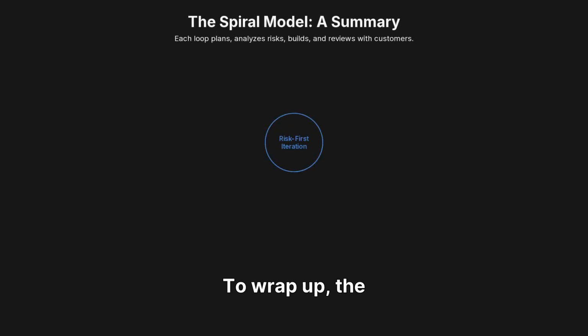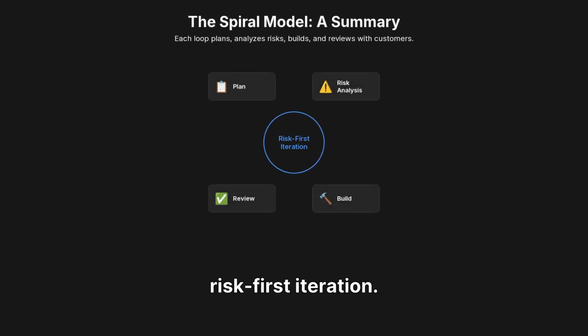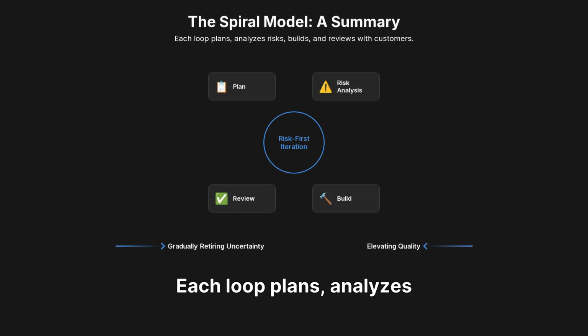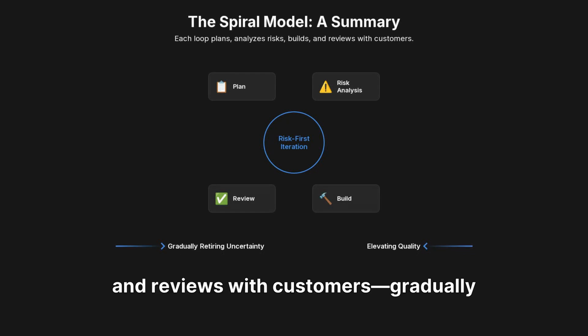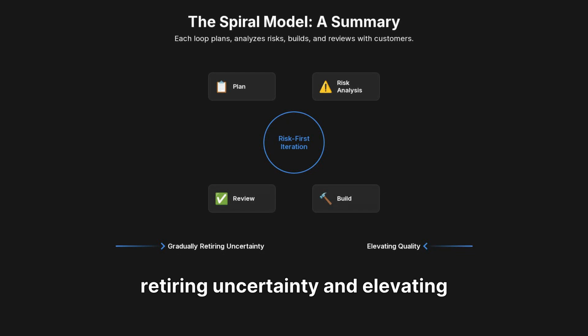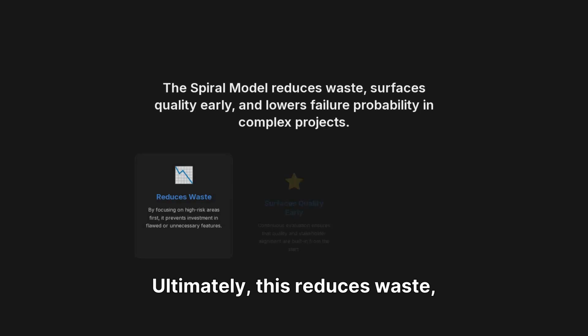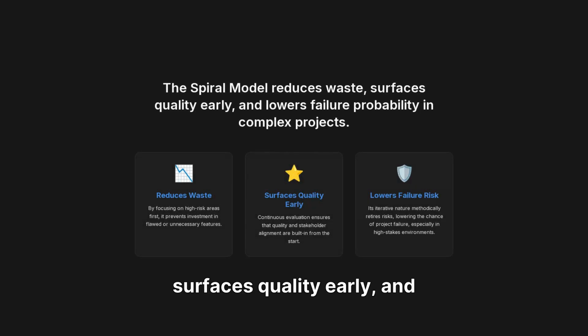To wrap up, the spiral model is about risk-first iteration. Each loop plans, analyzes risks, builds the minimum, and reviews with customers, gradually retiring uncertainty and elevating quality. Ultimately, this reduces waste, surfaces quality early, and lowers failure probability in complex, high-stakes projects.